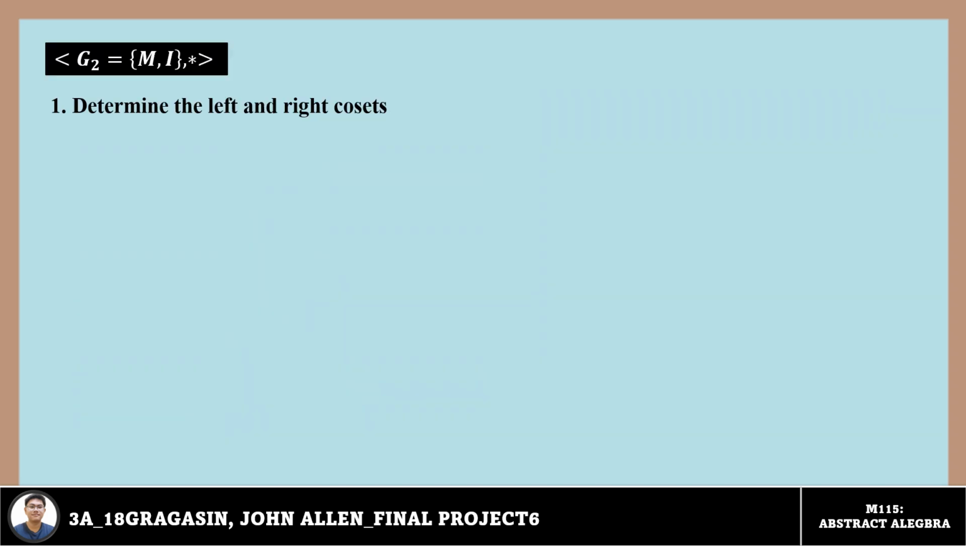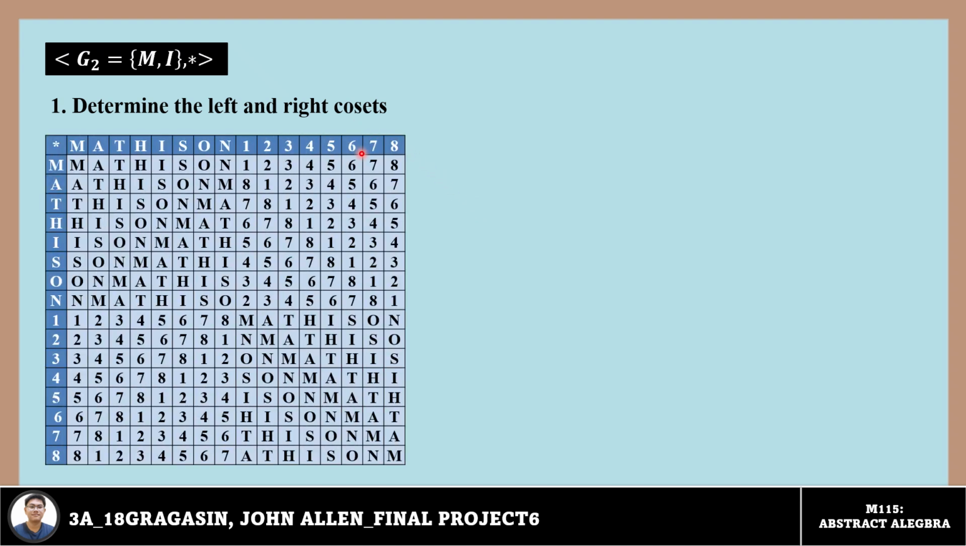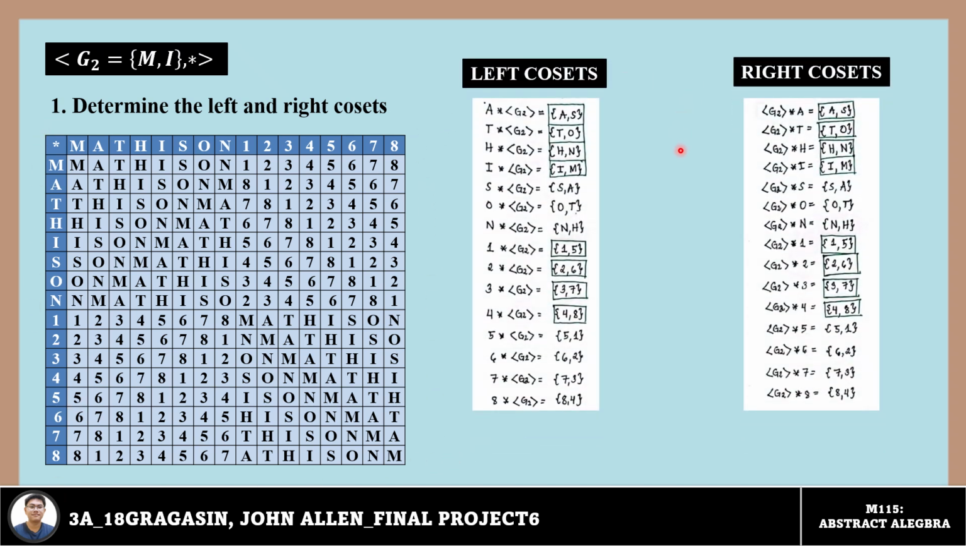Now, let's proceed to our subgroup G sub 2 with elements M and I under the binary operation. First, let's determine its left and right cosets. So in determining the left and right cosets, we need to consider this table. So left and right cosets we have here. In determining the left cosets, as you can see here, we need to operate all the elements in our group into our subgroup. So in here we have the elements A. So we have this, and then we have this star by the subgroup.